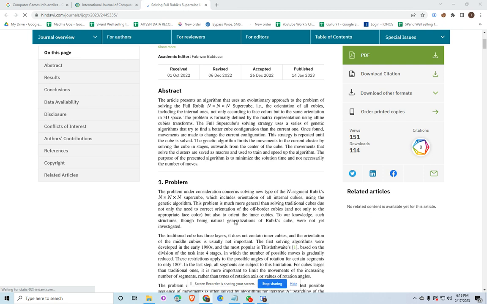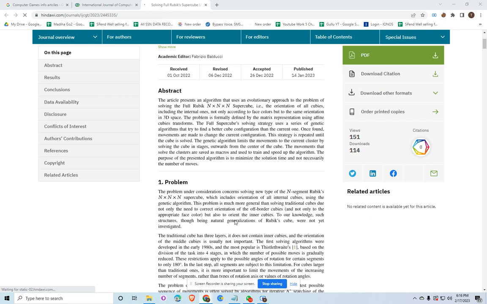The genetic algorithm limits the movements to the current closure by solving the cube's layers outward from the center of the cube. The movements that solve the cube are saved as macros and used to train and speed up the algorithm. The purpose of the present algorithm is to minimize the solve time and not necessarily the number of moves.